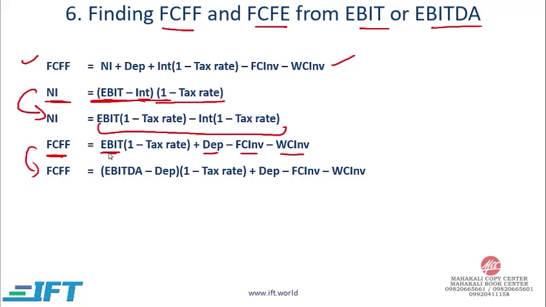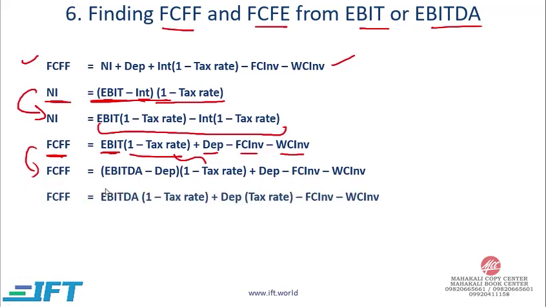What is EBIT? EBIT is EBITDA minus depreciation, and then you multiply by 1 minus tax rate, which is the same, plus depreciation minus fixed capital investment minus working capital investment. So all these are being derived through very simple algebra. This then can be rewritten as follows.